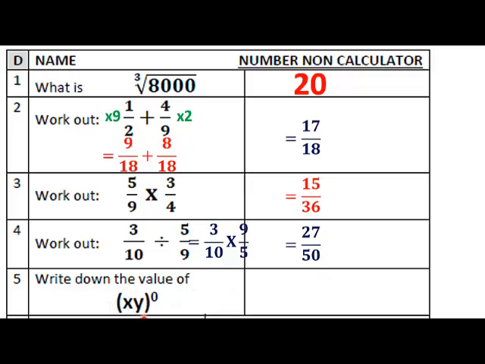Anything to the power of 0 is 1. Easy peasy. That's a pretty straightforward mark.